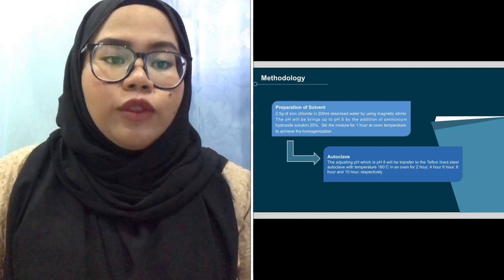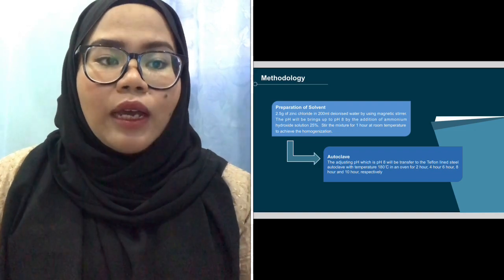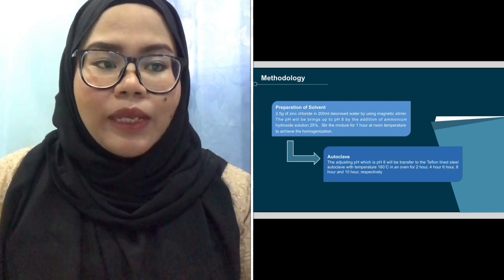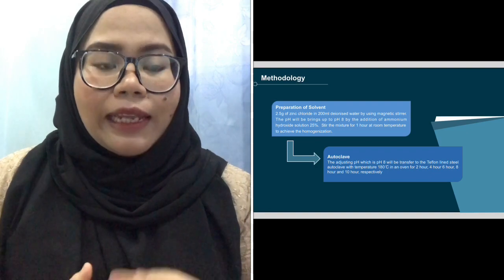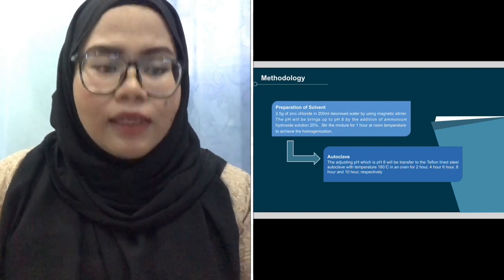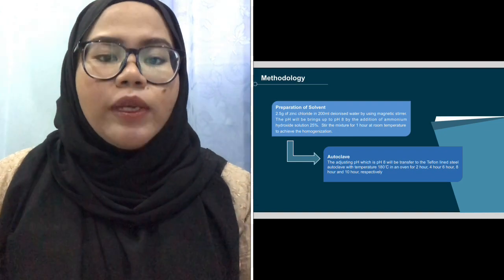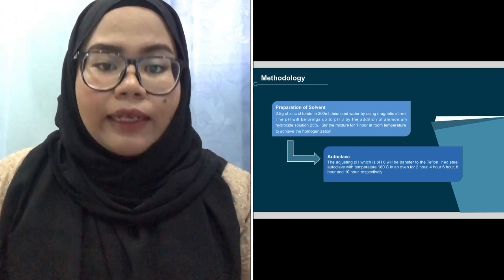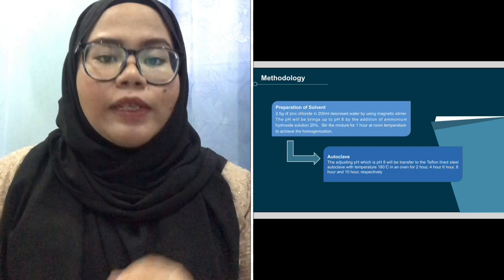And for autoclave, the adjusted pH, which is pH 8, will be transferred to the Teflon-lined steel autoclave with the temperature of 180 degrees Celsius in an oven for 2 hours, 4 hours, 6 hours, 8 and 10 hours respectively.